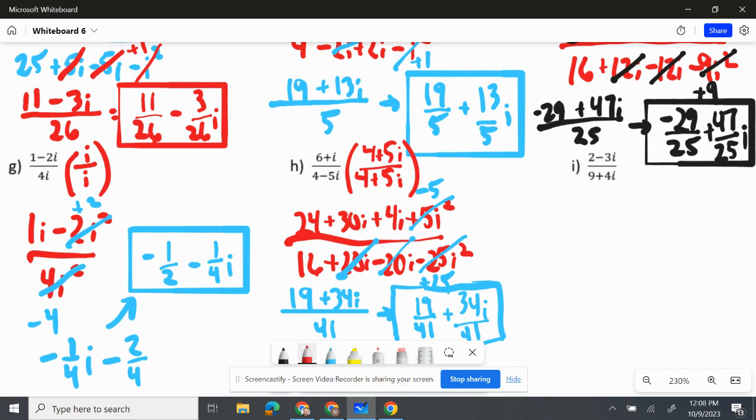And for our last one, we're going to multiply by the conjugate, 9 minus 4i on both the top and the bottom. And when we FOIL it, 2 times 9 is 18. 2 times 4i is minus 8i, and then minus 27i, and then plus 12i squared.